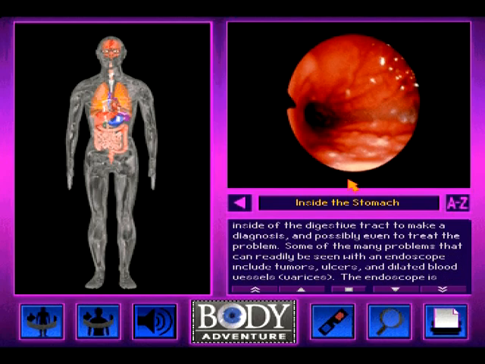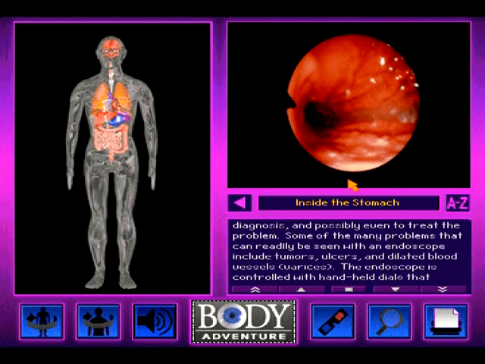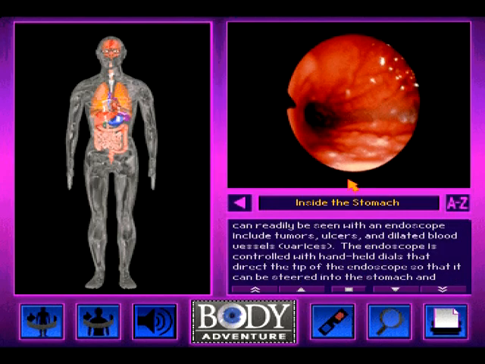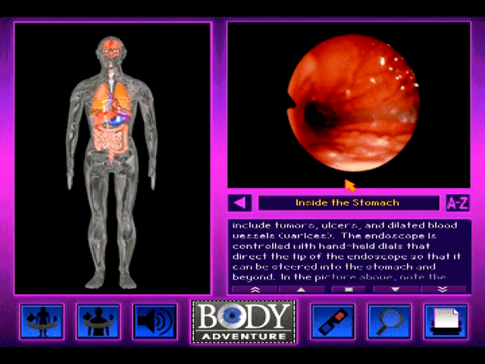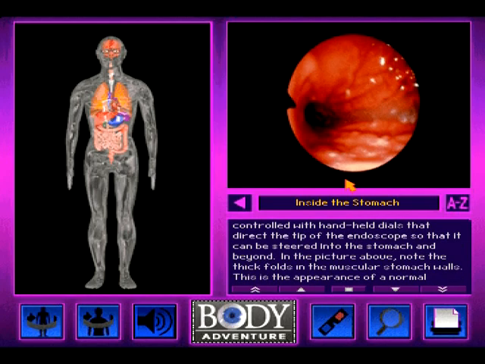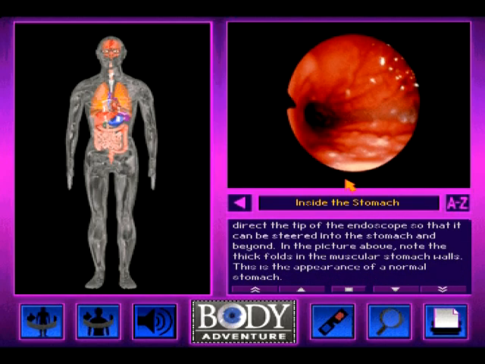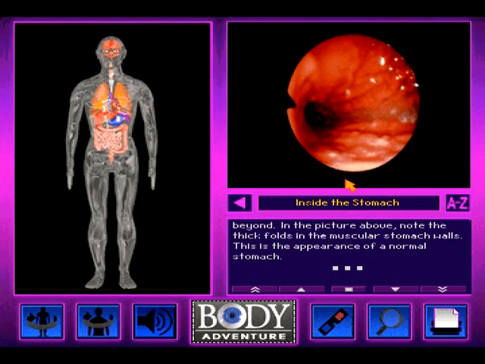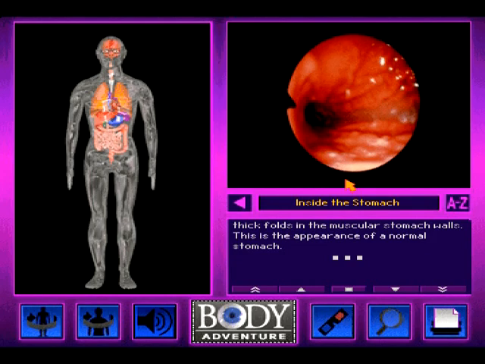Some of the many problems that can readily be seen with an endoscope include tumors, ulcers, and dilated blood vessels, varices. The endoscope is controlled with handheld dials that direct the tip of the endoscope so that it can be steered into the stomach and beyond. In the picture above, note the thick folds in the muscular stomach walls. This is the appearance of a normal stomach.